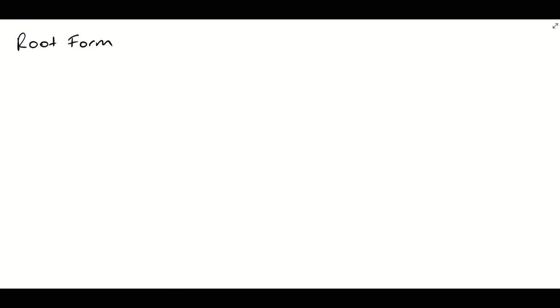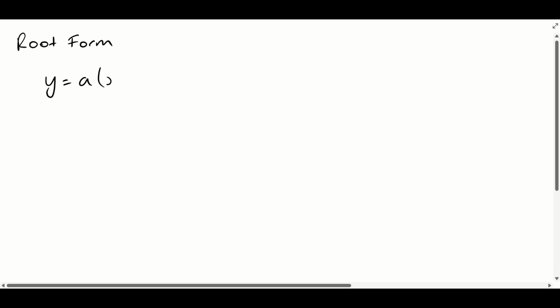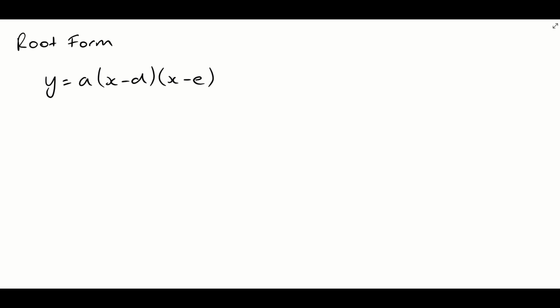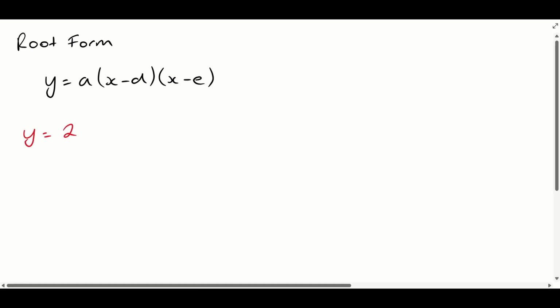So the root form for a quadratic is written as y equals a times x minus d times x minus e. If you put in different numbers for a, d, and e, you'll end up with a different equation each time. For example, one that we might look at is y equals 2 times x minus 1 times x minus 3.